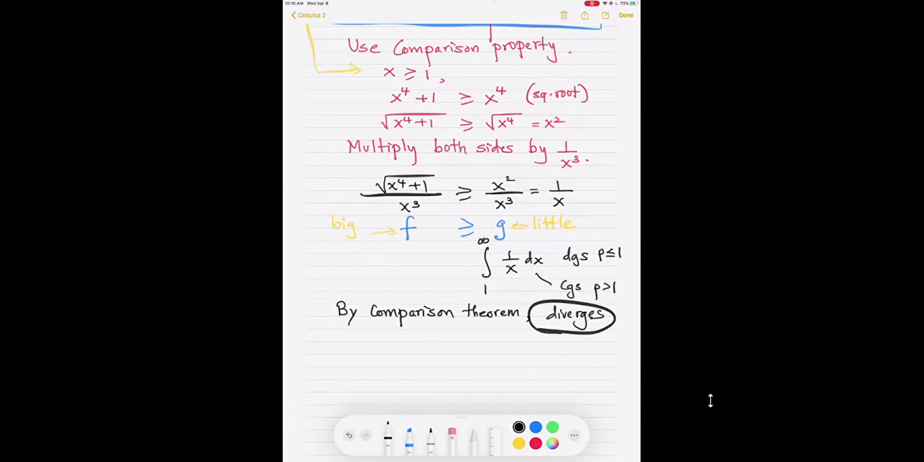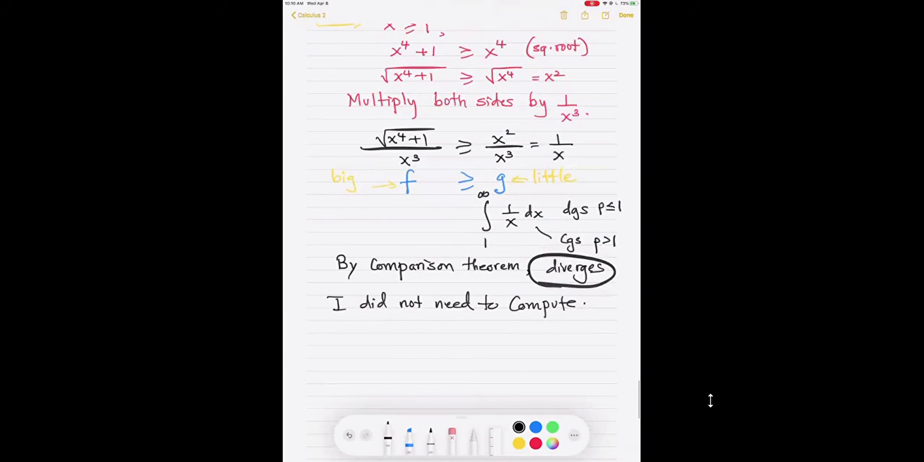So what do we mean by that? Oh, I did not need to compute that integral, because that integral is infinite. So what about the surface area? The integral for the surface area diverges. Which means what? I don't know if the limit does not exist or it's infinite, but this is not finite. That is for sure.